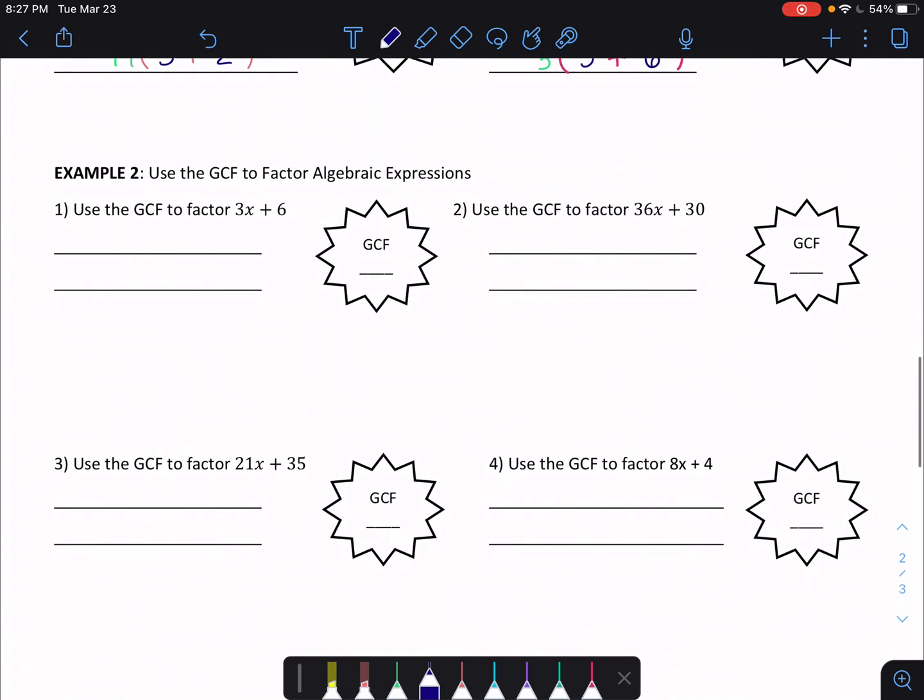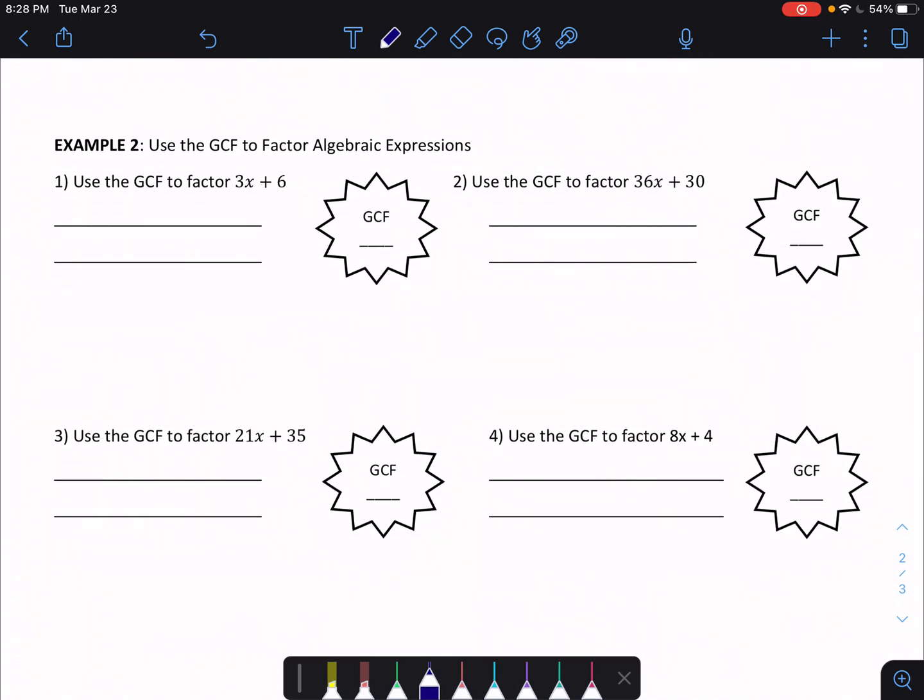Okay, so in example 2, it says use the greatest common factor to factor algebraic expressions. So now we're going to have a greatest common factor, but this time one of our factors is going to have a variable that's left over. So when I look at 3x and 6, they have a 3 in common. These are relatively small numbers on this first one. They have a 3 in common.